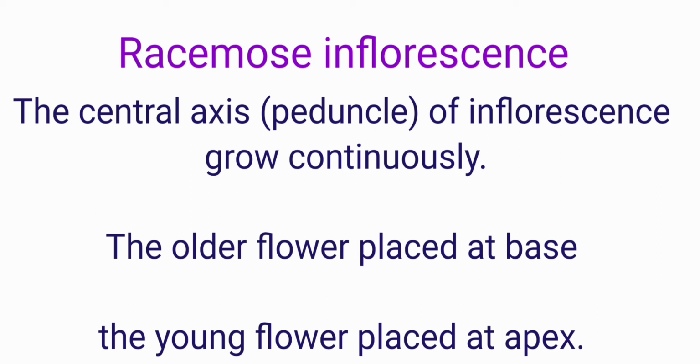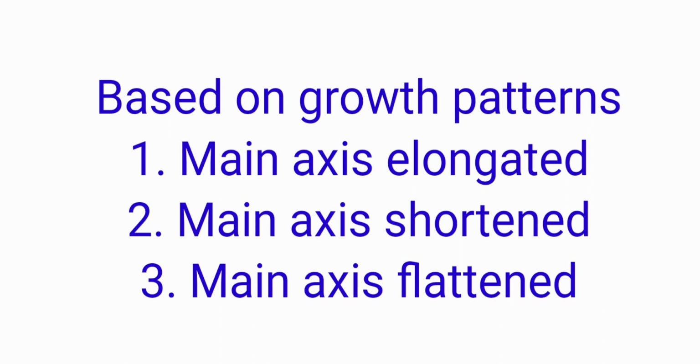In this type of inflorescence, the older flowers are placed at the bottom of the stalk, that is the inflorescence, and the younger flowers and buds are placed at the apex region or top region of the inflorescence. The racemose inflorescence is further divided into types based on the growth pattern of the main axis. Yes, the main axis is the peduncle, that is the stalk of the inflorescence.